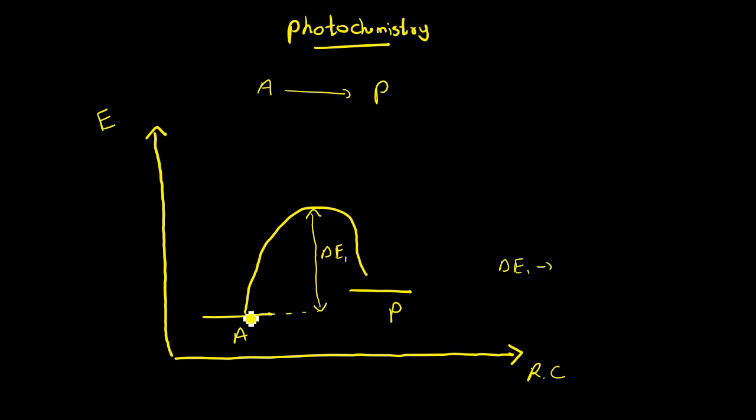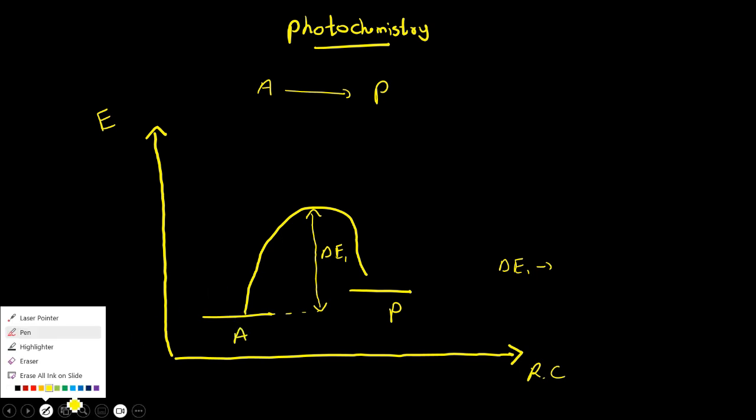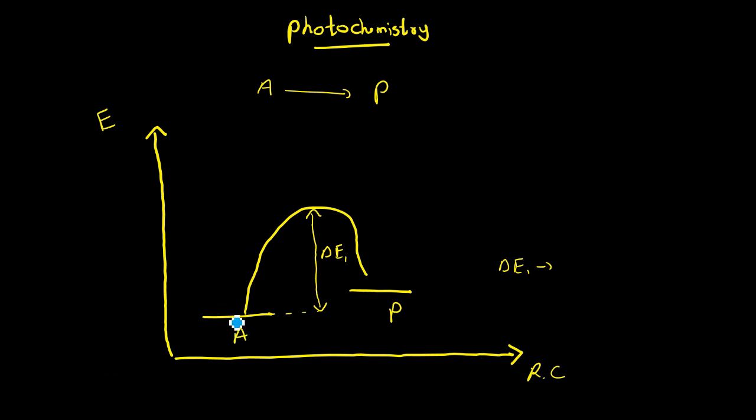Now, what we do in photochemistry is we give energy, right? We are going to give specific energy to this A reactant, and we are going to excite it. We are going to excite these A molecules into higher energy levels. So this is the ground state. Now we have excited our A molecules, which are in the excited state. We are going to talk in more detail about this excitation process, but for now, just get the idea.